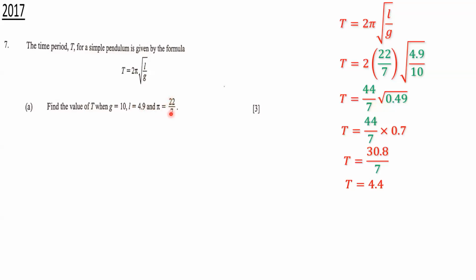Sometimes they have pi as 22 over 7. Sometimes they may have pi as 3.14. And so you have to get accustomed to seeing pi written in terms of its different approximations. So you might see it as 3.142, 3.14, or even 22 over 7. This is just another approximation for pi.